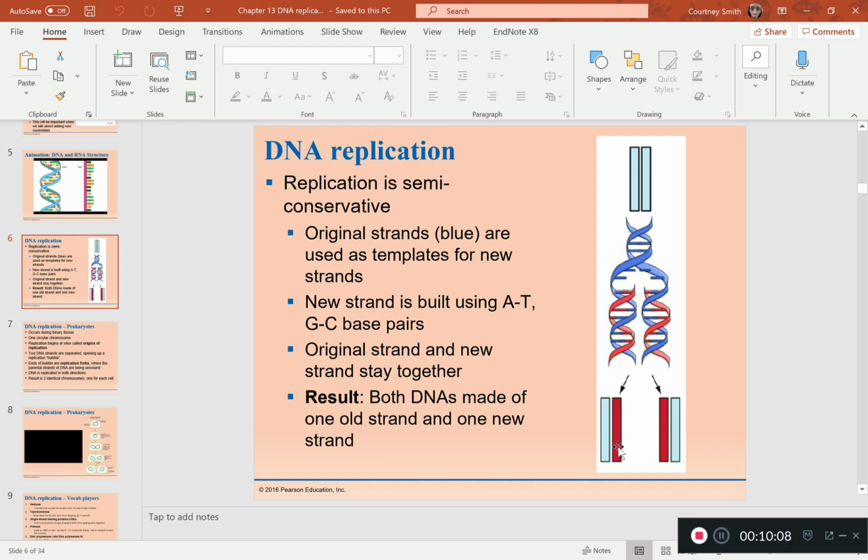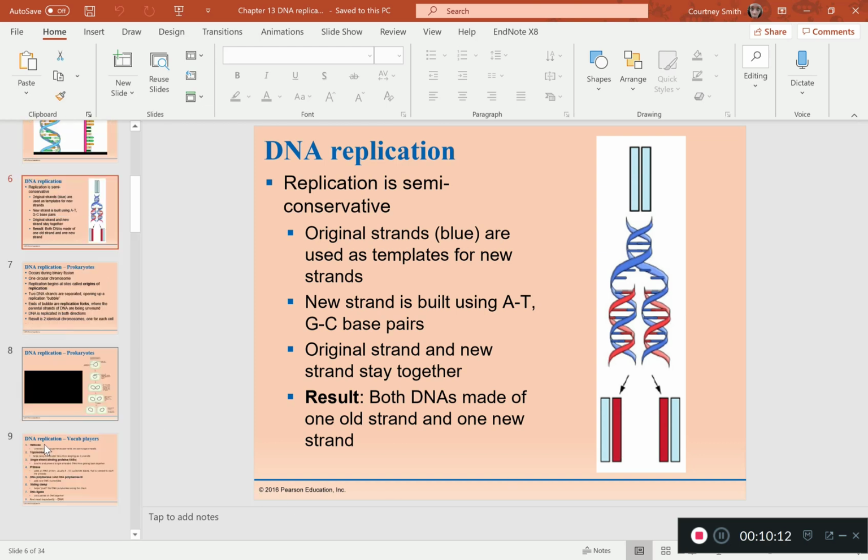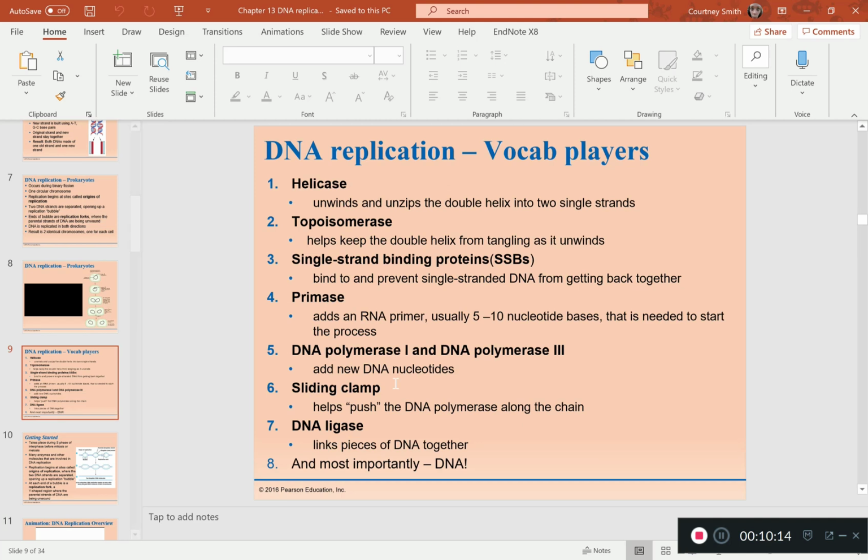Okay, so with that, let's go ahead and talk about all the enzymes, all the big players that we need to know. So here's the vocab. There are 7 main ones that we talked about in class. We talked about helicase, topoisomerase, single-strand binding proteins or SSBs, primase, DNA pol 1 and 3, sliding clamps, and DNA ligase.